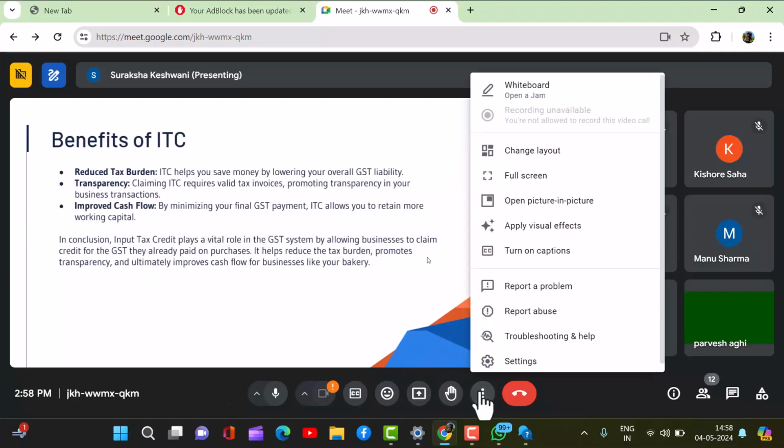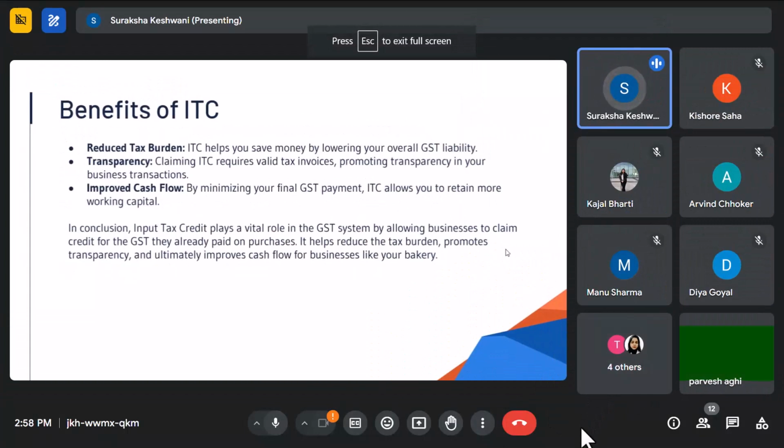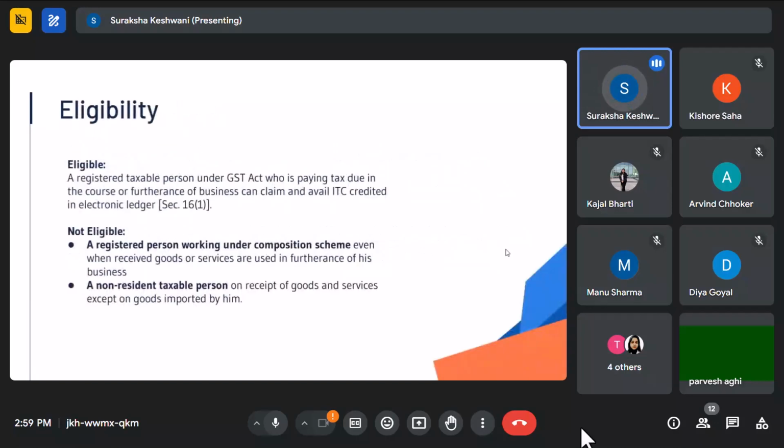So, in conclusion, ITC, input tax credit, plays a vital role in the GST system, which allows businesses to claim credit for the GST they have paid on their purchases. It helps reduce the tax burden, promotes transparency, and improves cash flow, like in the case we saw with the bakery. There are a few eligibility criteria, conditions, documentation requirements, and regulations which have to be taken care of. So we cover that now.